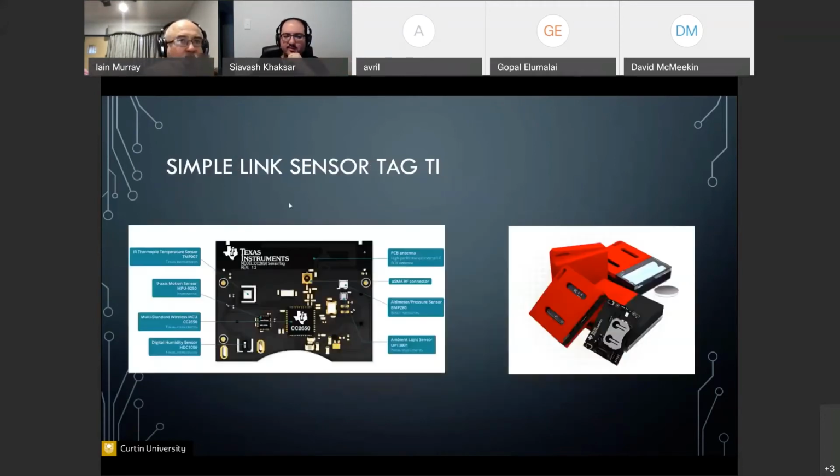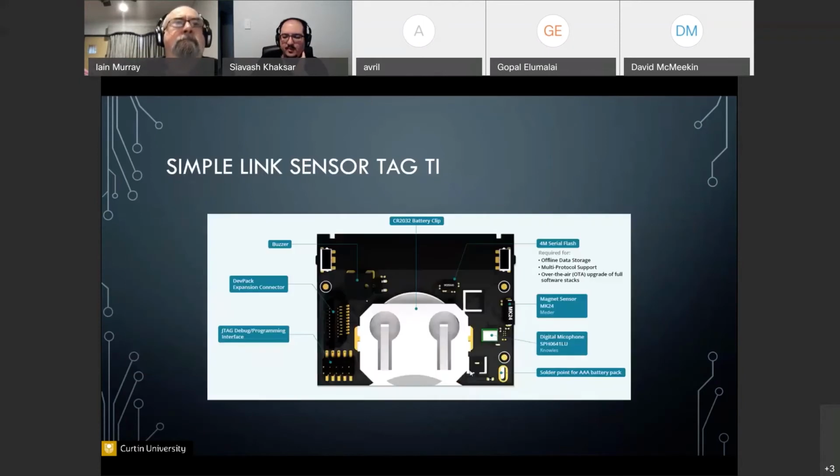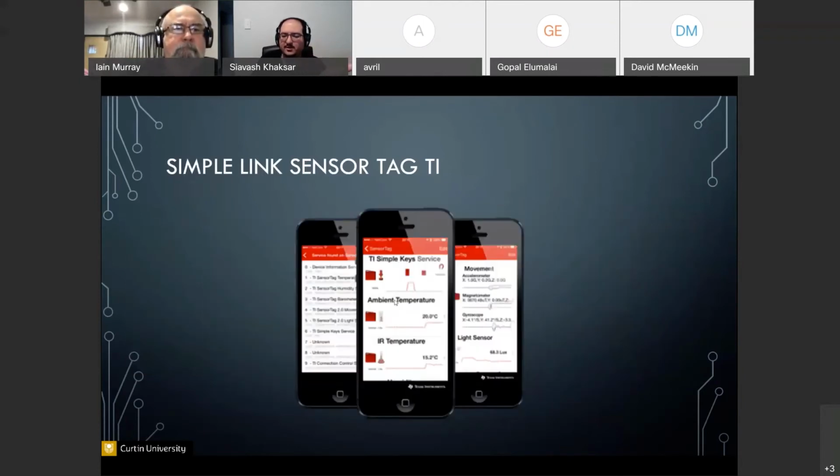This one is called SimpleLink. It's from Texas Instruments, and you can see they offer an app for it, and the app is also open source as well. You can change between the different types of sensors you have, and you can see the movement and the data captured from the sensors in real time.